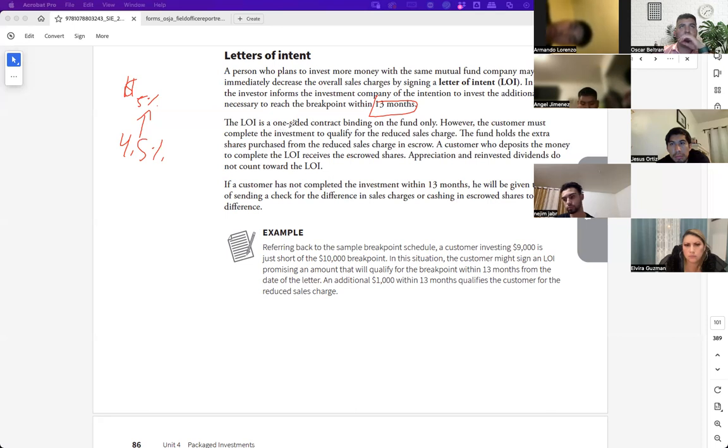All right. There's a one-sided contract binding on the fund only. The customer must meet the investment quantity to reduce the sales charge. The fund holds the extra shares purchased from the reduced sales charge in escrow. The customer who deposits the money to complete the letter of intent receives the escrow shares. Appreciation and reinvested dividends do not count towards the letter of intent.